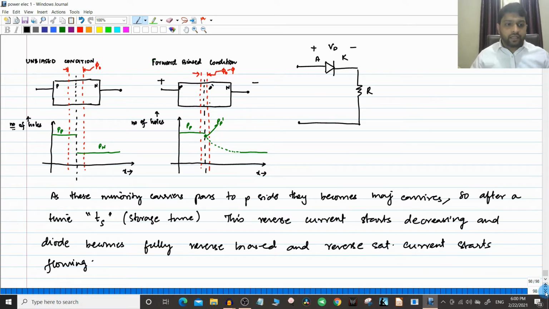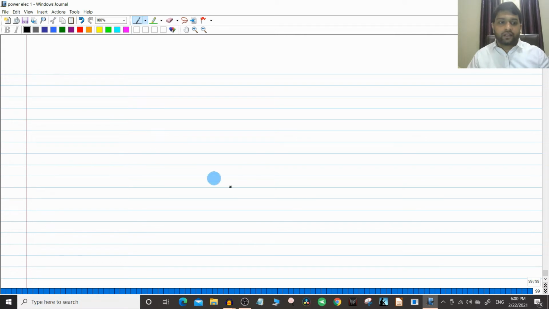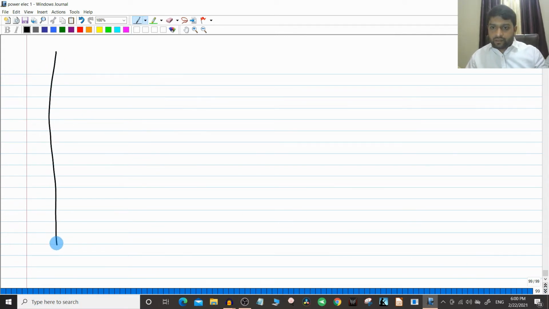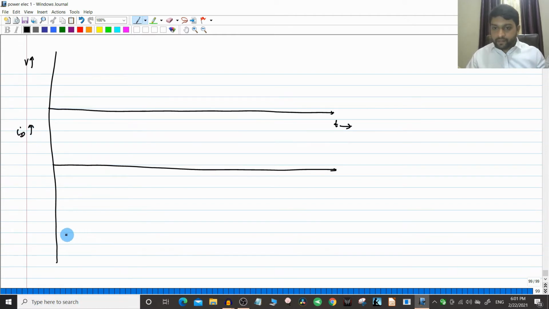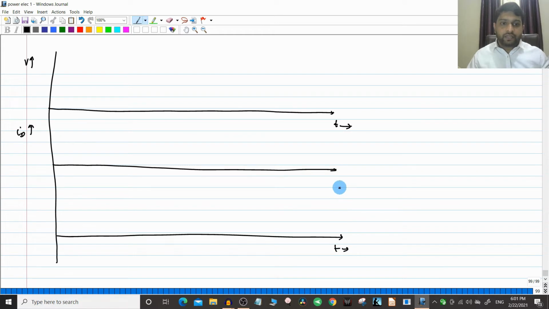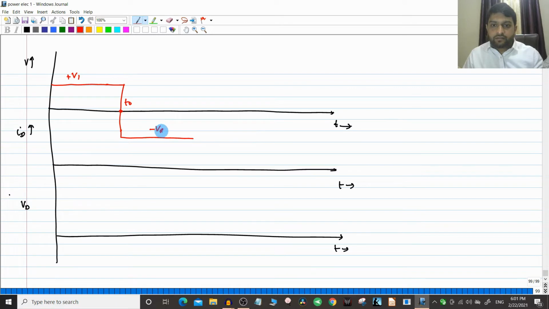Okay, this is a very simple understanding. So now we will just draw the characteristics of this particular concept that we have tried to learn here. We'll first draw the applied voltage, this is T, and then we will draw another graph for the diode current ID, and then another graph for the diode voltage VD. So the diode is under forward bias condition, positive voltage plus V1, and at some particular time t0, we are applying a reverse voltage, minus VR.